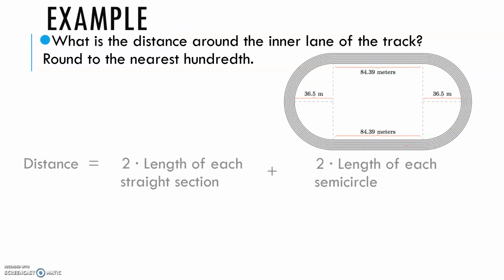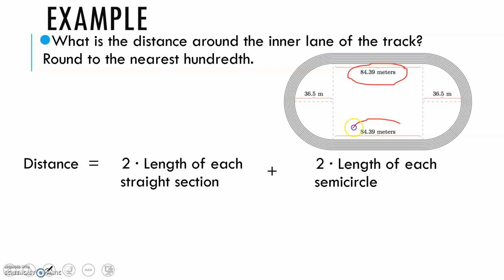All right, so here's how I want you guys to approach this, because there are no revolutions in this type of problem. We are going to find the distance by taking 2 times the length of each straight section. What do I mean by that? Well, there are these 2 straight sections that you would run if you were a runner on this track. So you've got those 2 straight portions, and then you've got 2 semicircles.